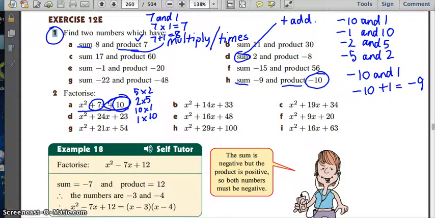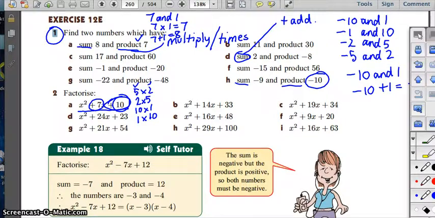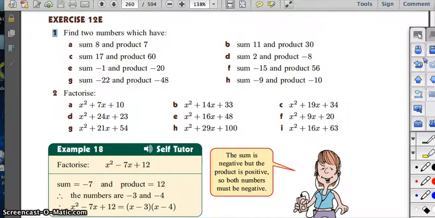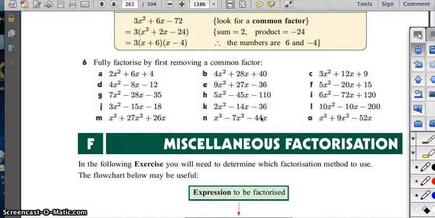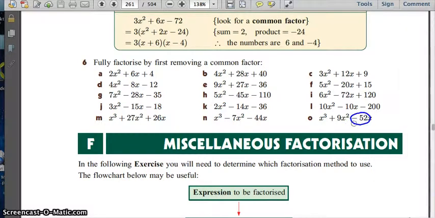These are all possibles. And the reason why you've got to account for them all is because it's pretty obvious at the moment 5 plus 2 is 7, so our numbers are 5 and 2. But it won't always be that obvious. When we scroll down to some of these questions, we have what two numbers when multiplied together gives us negative 52, but when added together gives us positive 9.